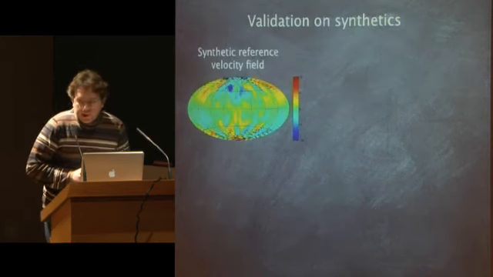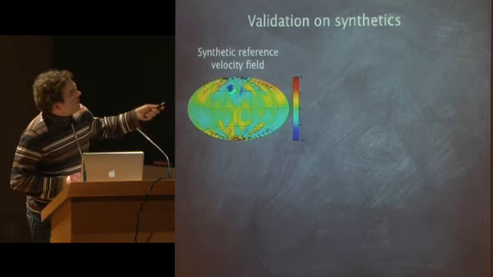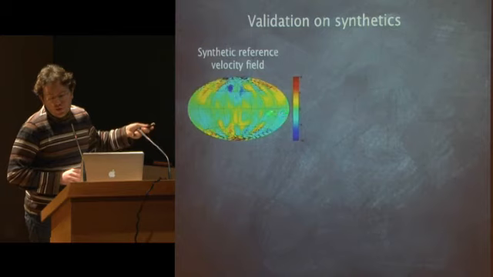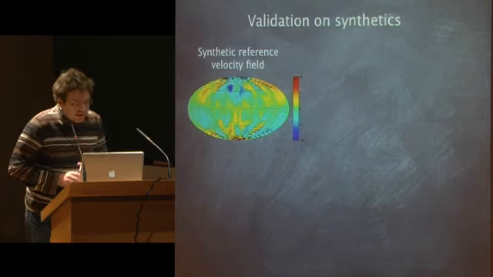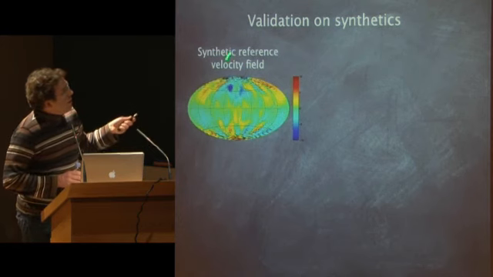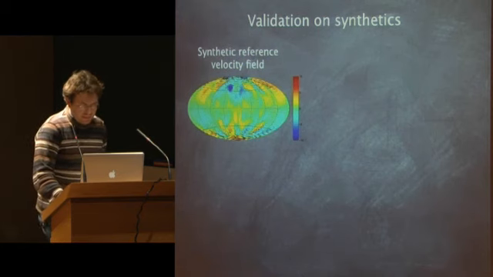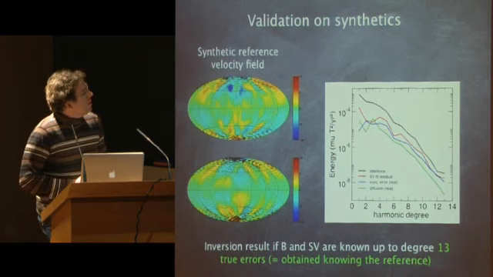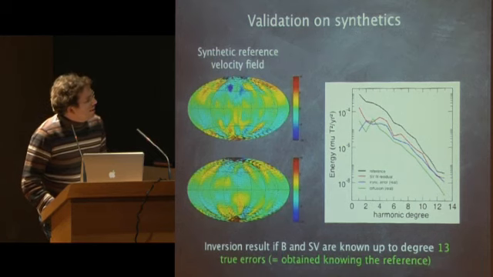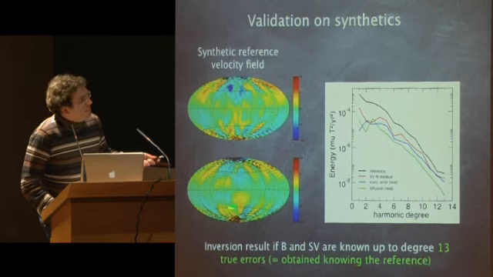So what we can do is first validate on synthetic data. So this is a typical velocity field from a numerical dynamo, so purely synthetic, and we are going to try to retrieve this structure. So the color scale is the toroidal scalar, which means that if you have blue, it means that it rotates in this direction, and if you have red, it rotates in the opposite direction. So this is what you get when you perform the inversion. So what you immediately see is that you get a fairly good correlation in pattern, but you get missing amplitude.